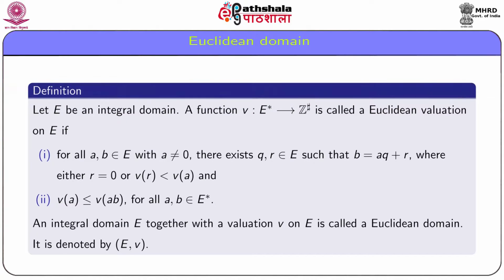So, the valuation is actually a generalization of the absolute value in case of the ring of integers, and in case of polynomials it generalizes the degree of a non-zero polynomial. In all these cases, the absolute value of an integer is always non-negative and degree is also always non-negative. That is why we have taken the valuation function v from E star into Z hash, the set of all non-negative integers, and valuation is taken only on E star, not on E, because we cannot define the degree of the 0 polynomial.